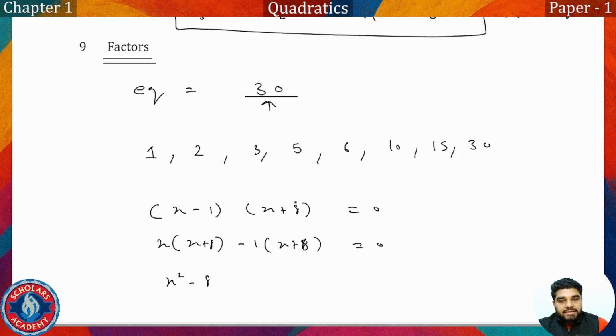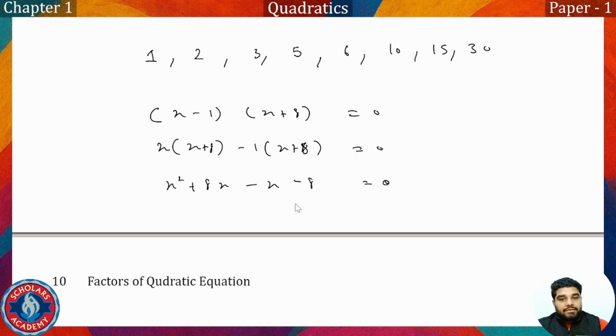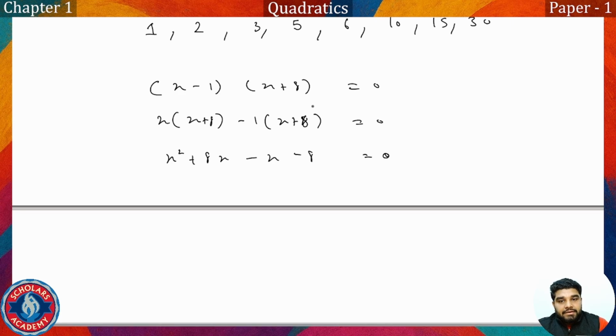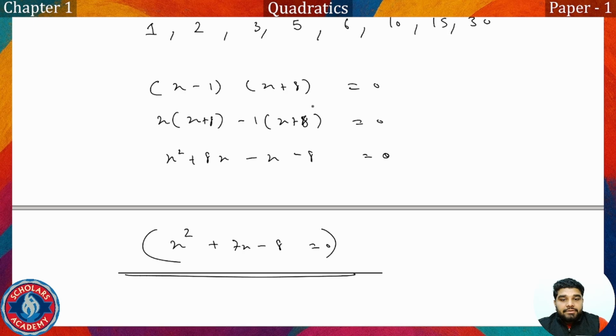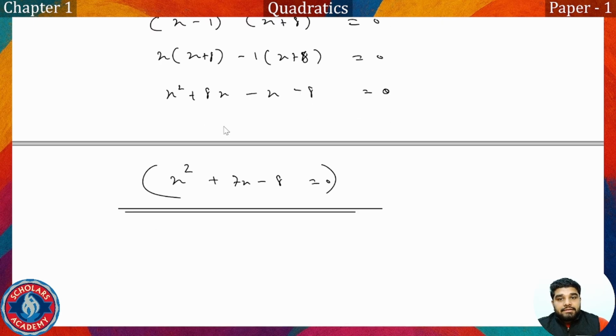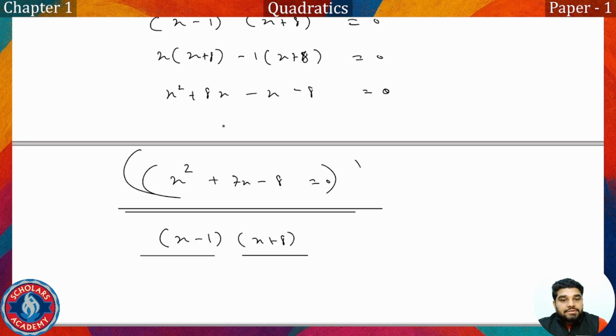x square plus 8x minus x minus 8 is equal to 0. What I get is x square plus 7x minus 8 is equal to 0. So this quadratic equation can be written as x minus 1 and x plus 8. So these are two factors of this quadratic equation.